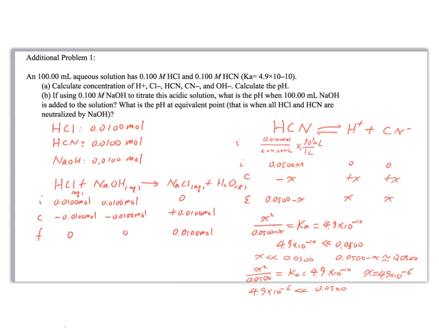So this is actually the concentration. 4.9 times 10 to the negative 6 is the concentration of H+. Then we can calculate pH directly. Here we are. The concentration of H+ is 4.9 times 10 to the negative 6. pH is negative log of 4.9 times 10 to the negative 6, which gives us 5.31. That's the answer for the first part of part B.